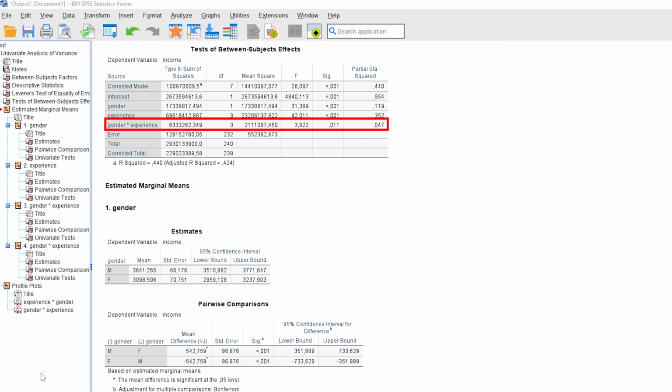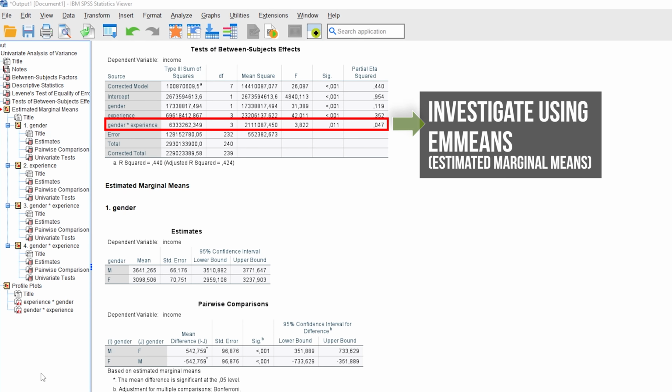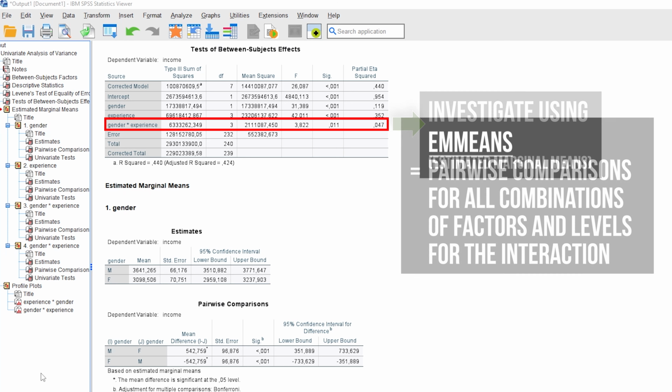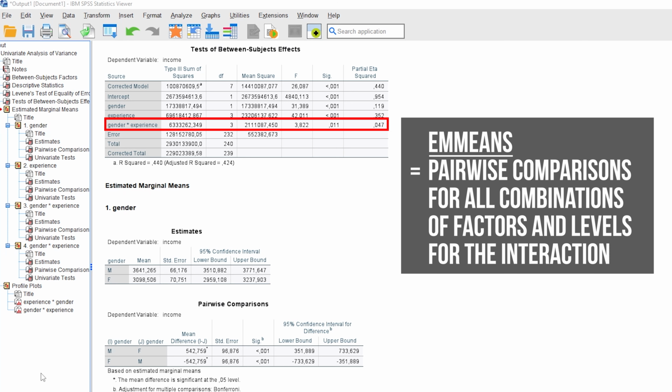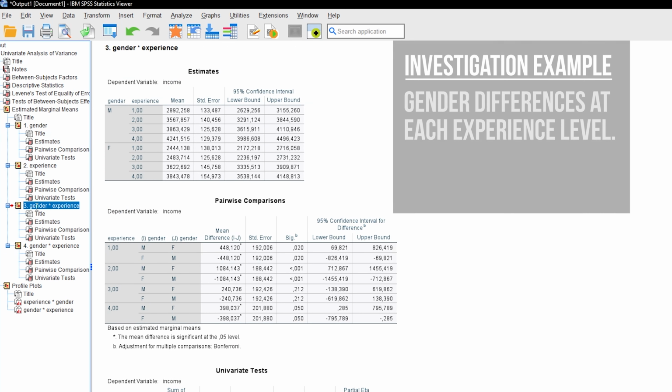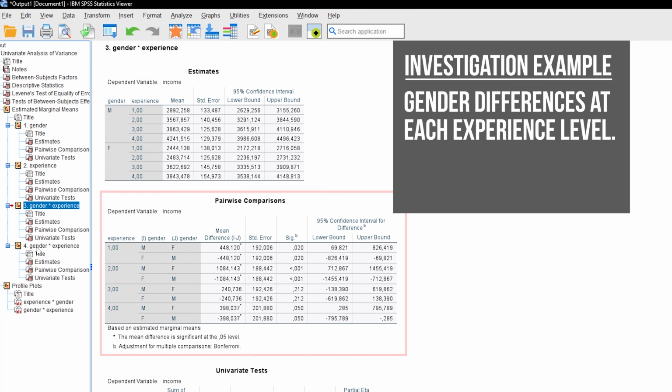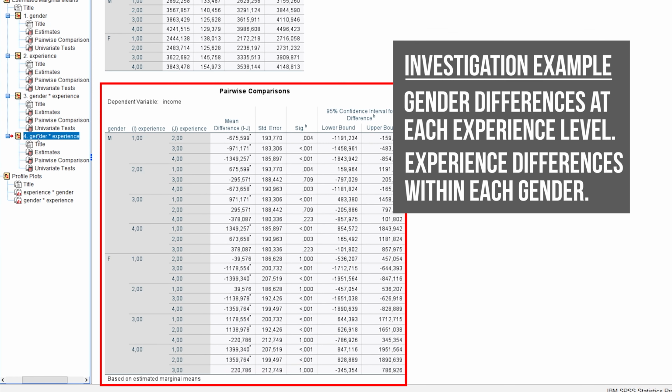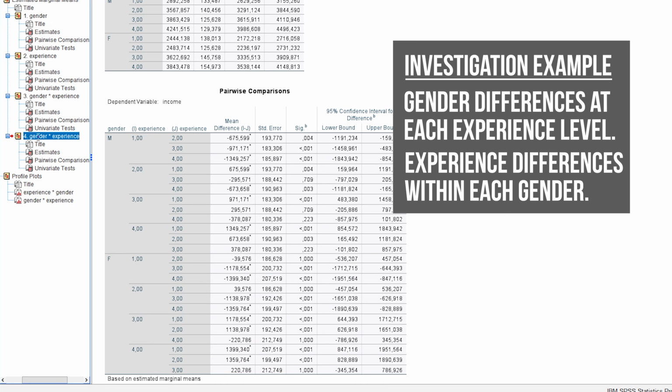To analyze only the interaction initially, we calculate estimated marginal means, which are pairwise comparisons for all combinations of the interaction effect levels. In other words, we examine gender differences at each experience level and experience differences within each gender. The more precisely potential differences have been derived beforehand, the easier the interpretation will be.